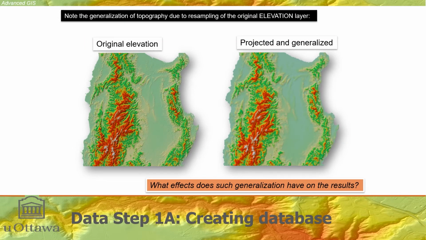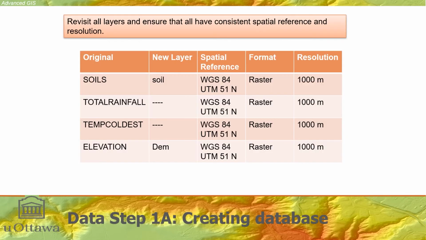So here, for example, you can see the difference between the original elevation on the left and the projected and generalized elevation on the right. What you see is a lot of detail in the original because it's at 90 meters, and then it looks almost blurry in the projected one because you lose detail by taking the average, obviously, over a 1 square kilometer area.